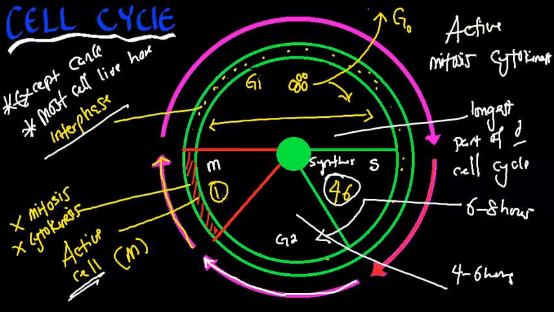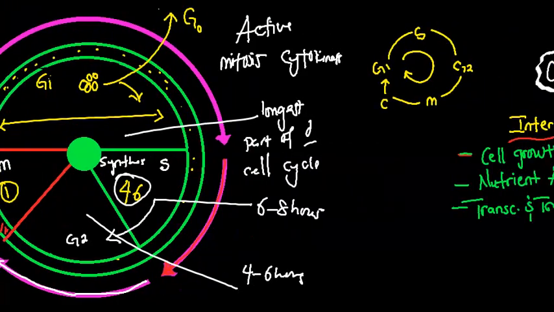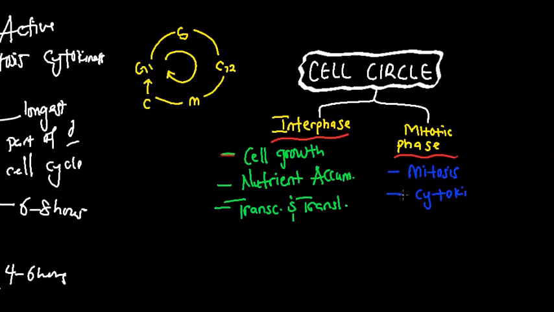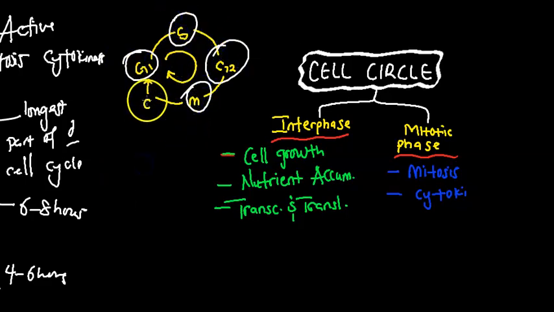So in this case, before we end this video, let's try to briefly explain some concepts of the cell cycle. When we say cell cycle, it is also divided or categorized into two main parts, which are the interphase and mitotic. Under the interphase, what happens? Cell growth, we have the nutrient accumulation, we have the transcription and translation. Under the mitotic phases, we have the mitosis and cytokinesis. So, this is briefly the cycle, moving from G1 to S, from S to G2, from G2 to M. The reason why I'm writing this C is that it simply stands for cytokinesis.